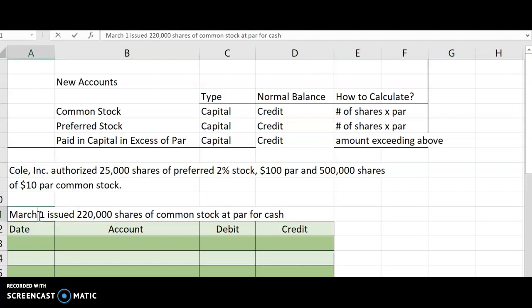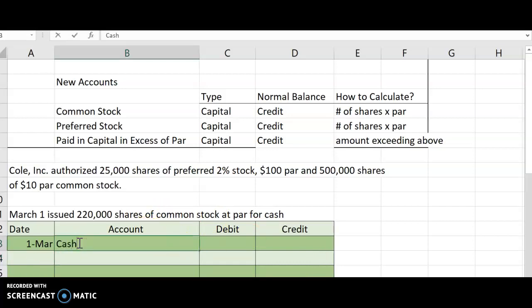Alright, here's some additional information. On March 1st, we issued 220,000 shares of common stock at par for cash. Okay, this is common stock. We're issuing 220,000 shares, and the par value is the same as the amount of cash we got. So par is the same as cash, so we don't have any excess, so we don't have to worry about paid in capital here.